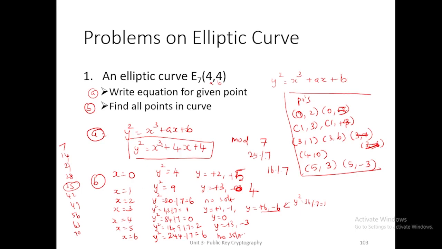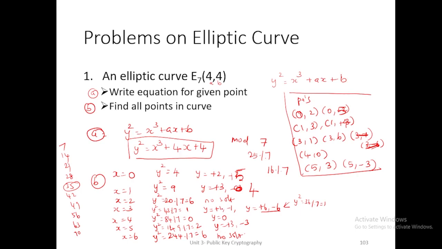For x equal to 4, if you substitute 4 cube, so 4 4s are 16, 16 4s are 64, 64 plus 4 is 68, 68 plus 16 is 84. So 84 will give the remainder 0, so the y value is 0 for x equal to 4. And for x equal to 5, 5 cube is 125, 125 plus 4 is 129, plus 20 is 149. If you do the modulus operation, it will give the remainder 2.